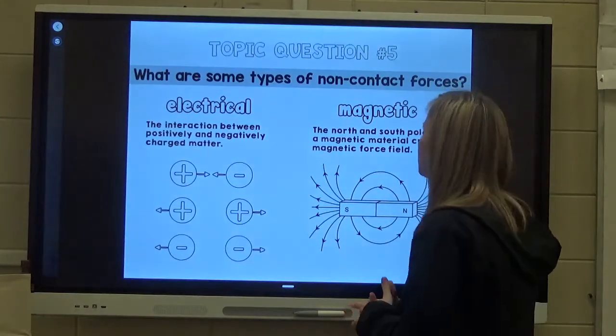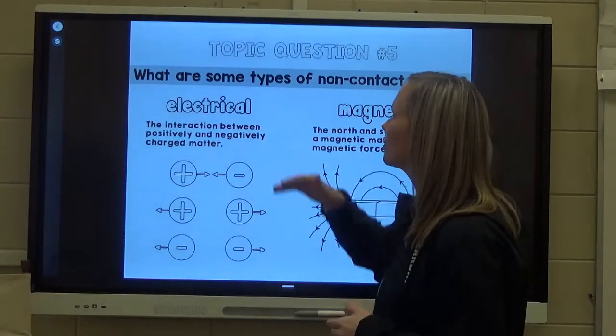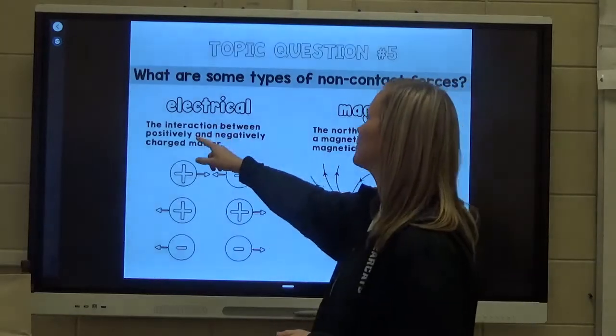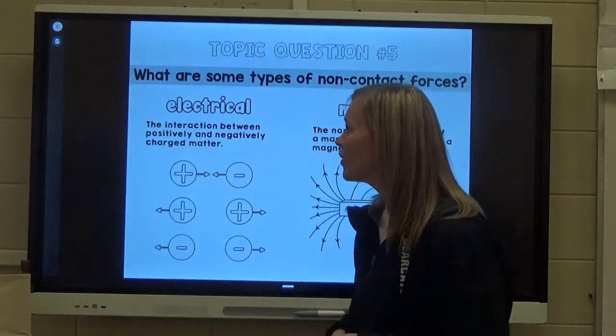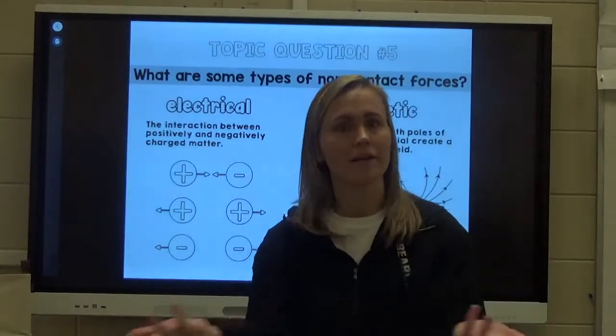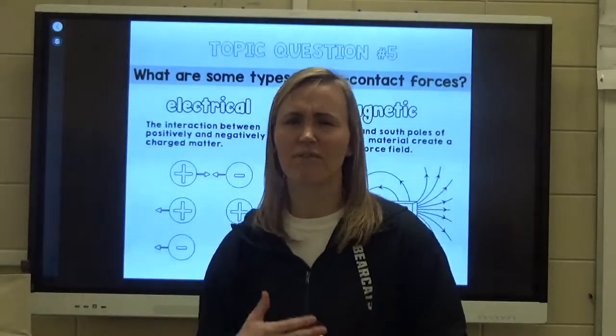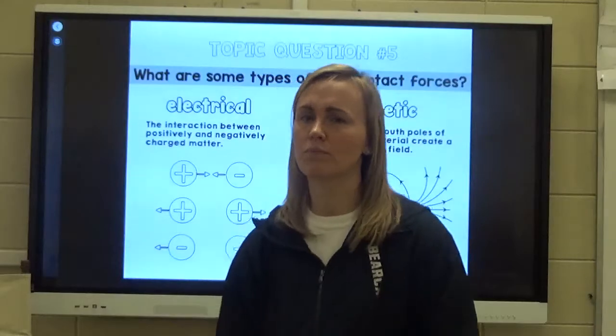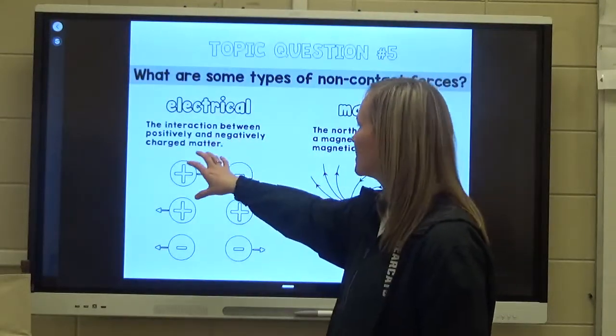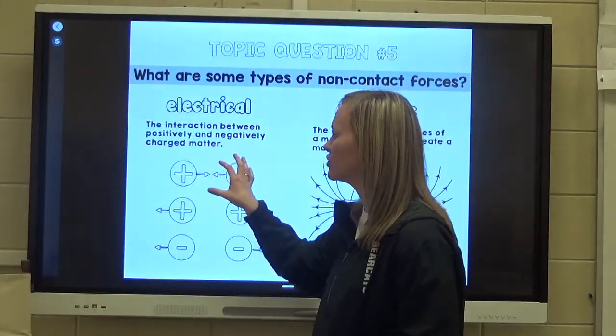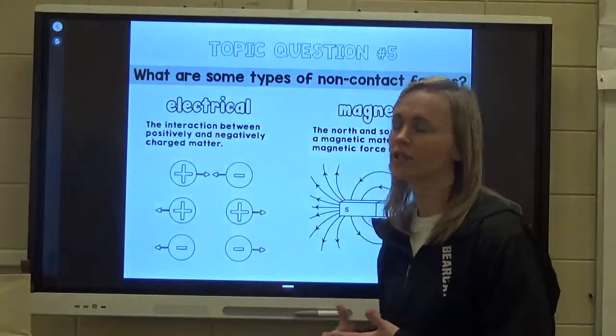What are some types of non-contact forces? Again, we have electrical. That's interaction between positively and negatively charged matter. Right? We've seen those ions. Again, got my eye on you. You didn't know that would happen. But electricity is just the flow of electrons or the flow of charged particles. So here, this is the interaction between that positive charge and the negative charge in order for electricity to flow.